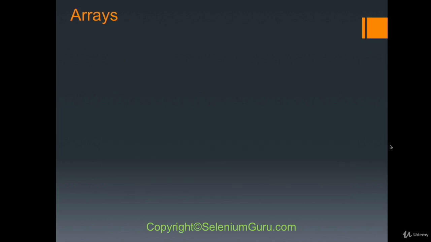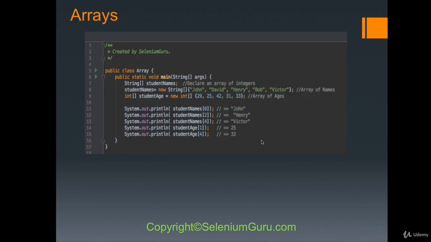Now let's look at the code, how you can create an array. I've got this array class, main class here, and a string array. How do you do that? You first type string and then square brackets, which means that you're creating an array. Here I've got student names, and student names equals new string. I'm creating a string array with John, David, Henry, Bob, Victor. That's my array of names.